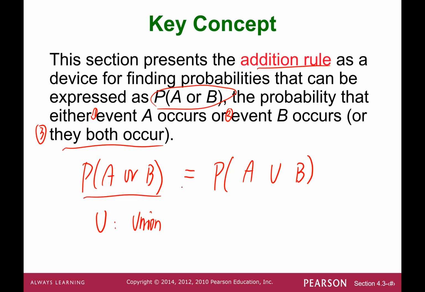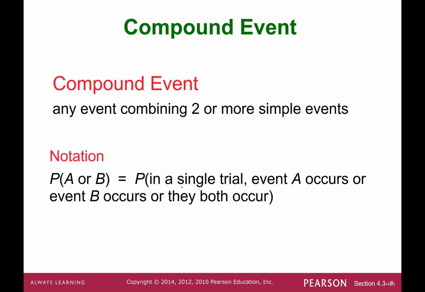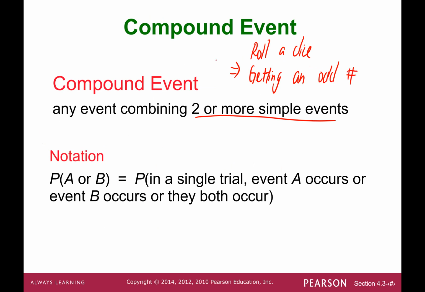I start with this notation, P, probability of A or B. And that brings us to a compound event. We know that A or B is a compound event, any event combining two or more simple events. I already brought up an example, right? When you're rolling a die, getting an odd number is exactly a compound event, because it has three simple events: getting a 1, getting a 3, getting a 5. A or B is the notation for event A occurs, event B occurs, or they both occur in a single trial. So this is how you approach this notation.